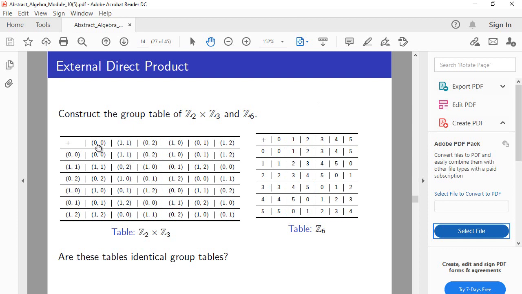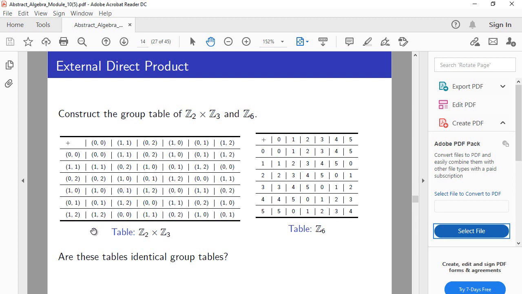Here I have Z2 cross Z3, which has 6 elements. So there are 2 elements here and there are 3 elements here. So there would be 2 times 3, 6 elements in this group. Here are the 6 elements here: 0, 0, 1, 1, 0, 2, 1, 0, 0, 1, and 1, 2. These are the 6 elements of this external direct product. And this is where we created the group table.